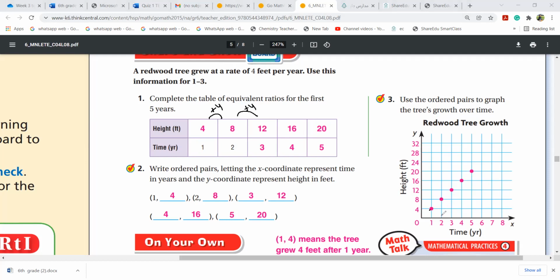For 1 it is 4. For 2 it is 8. For 3 it is 12. Then you make pairs. You know how to make pairs. 1, 4; 2, 8; 3, 12; 4, 16; and 5, 20. Okay. Get it, girls? Understood? Lamar? Dana? Yes, understood. Other girls?